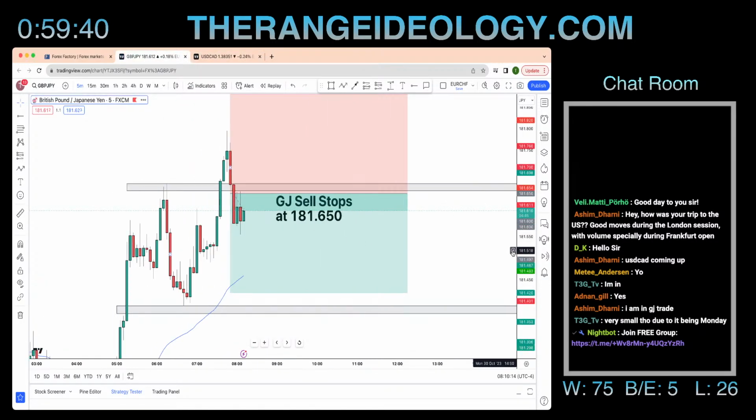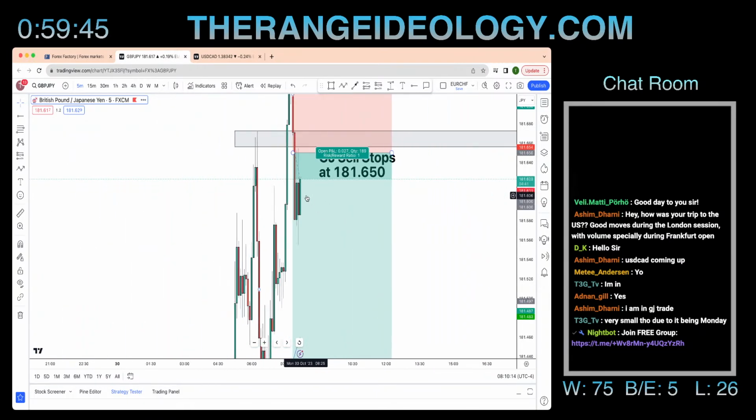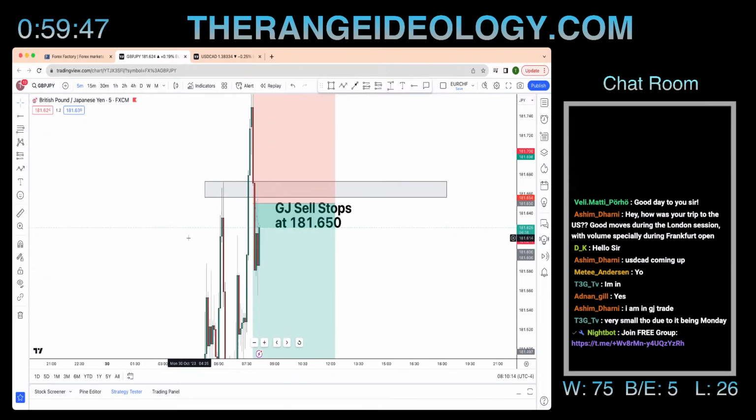Okay, GJ now continues to push up with the new candle, but no bottom wick. Right, no bottom wick, but look at that push. Wow. Okay, I am in GJ. Okay, so we got one more as well, and then very small though.